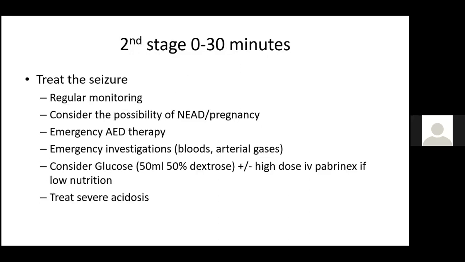So treat the seizure with benzodiazepines, and consider other possibilities. Is this a non-epileptic attack, a functional cause of seizure? Could it be pregnancy? Could they have eclampsia? Give emergency antiepileptic drugs such as benzos. Investigations are your bloods, your VBG, ABG. Think about hypoglycemia as a cause. Again, give Pabrinex if you're thinking of alcohol withdrawal or low nutrition.